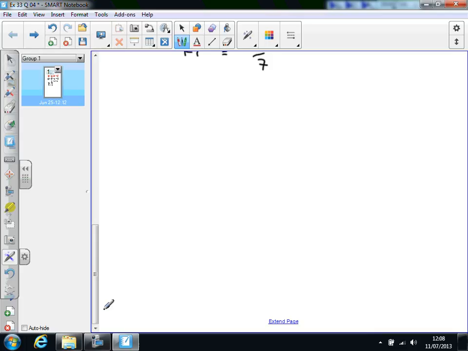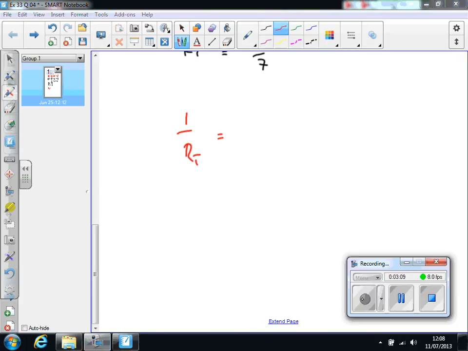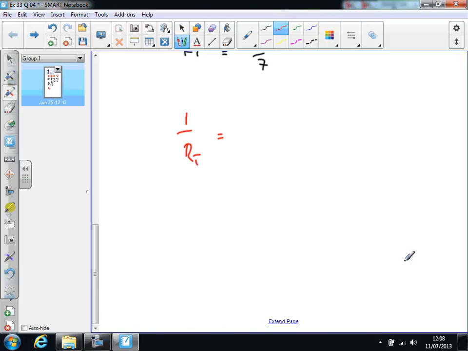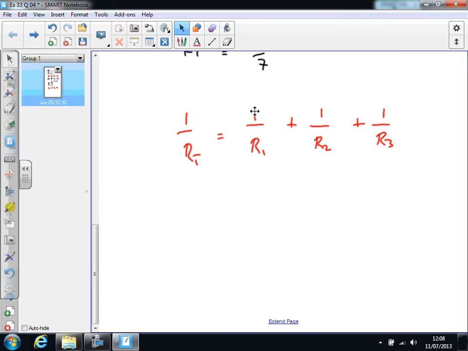Part B, I'll start you off on that. Of course, if I have the original formula, 1 over RT equals 1 over R1 plus 1 over R2, 1 over R3. Let's say I wanted to find 1 over R2, then what I need to do is subtract the other two terms, the 1 over R1 and the 1 over R3, from both sides.